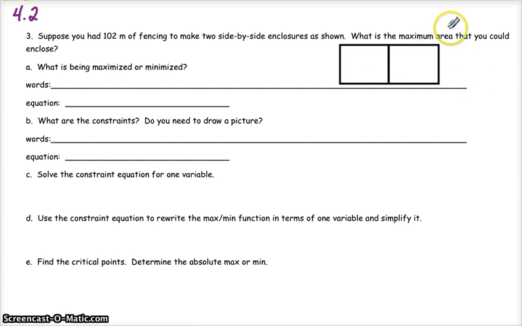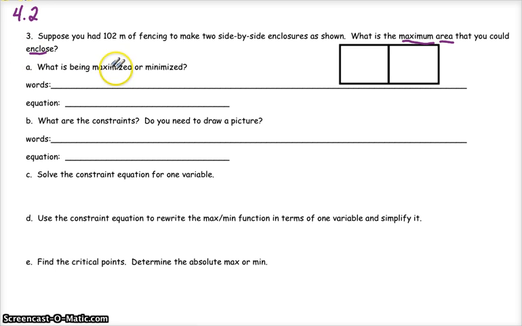Also, your handout said, what is the maximum ARE? I forgot to write area, so if you'll fix that, please. Okay, I want you to read the question and underline anything that has to do with what is being maximized or minimized. Suppose you had 102 meters of fencing to make 2 side-by-side enclosures. What is the maximum area that you could enclose?